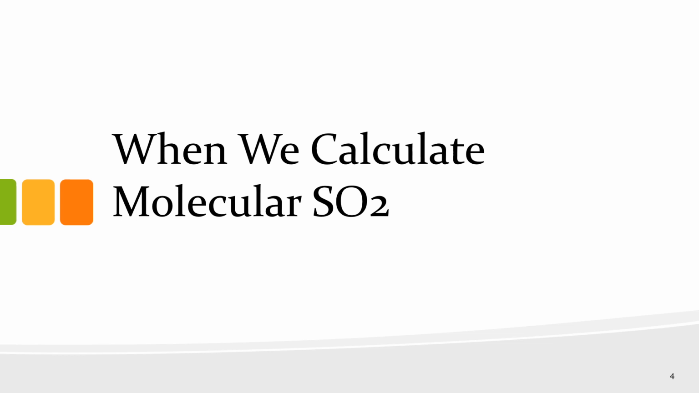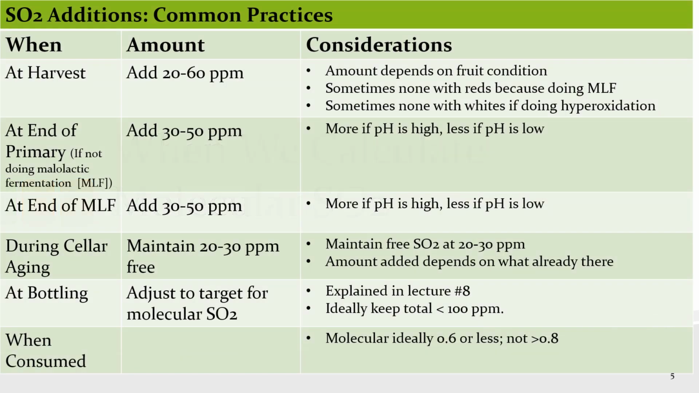So first, when do we do the calculation of molecular SO2? We talked about these common practices. We said at harvest you add a certain range of SO2 depending on the health of the grapes. At the end of primary, if you're not doing malolactic fermentation, you'll add some range. If you do malolactic fermentation, you'll hold off on SO2 additions until the end of malolactic and then add some range. During cellar aging, we'll often keep our SO2 concentration at a certain level.